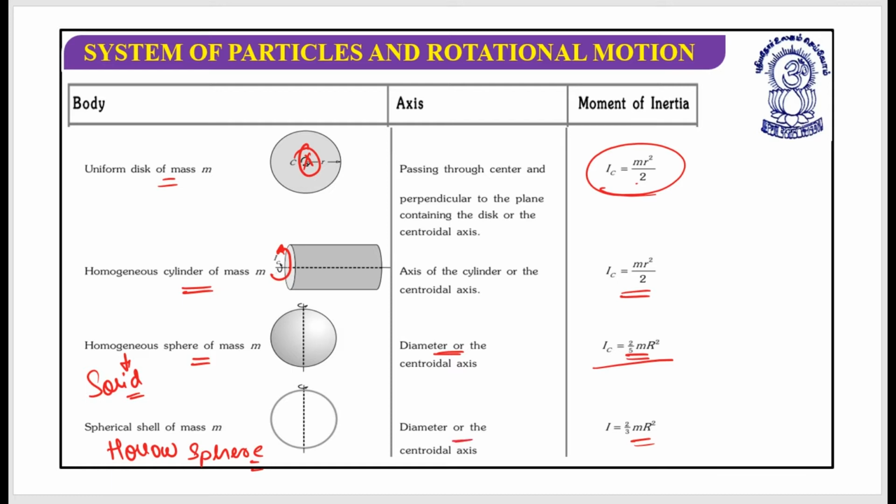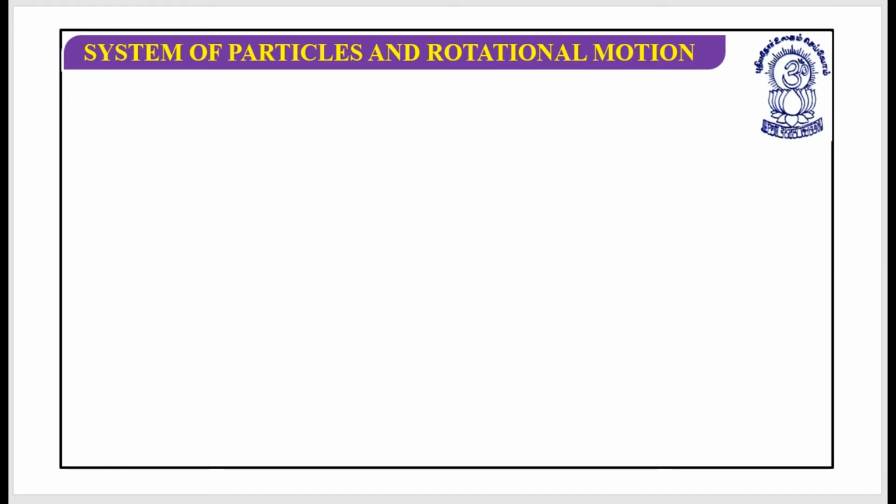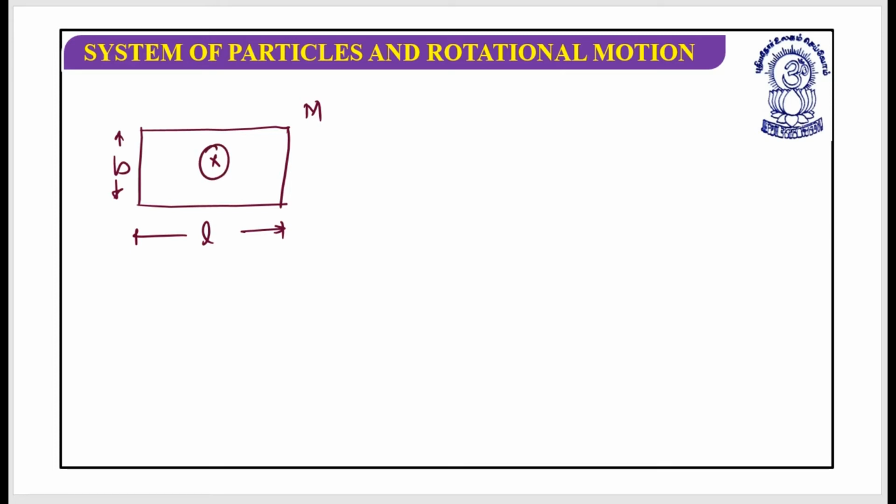the rotational axis is being passed through the diameter or the centroidal axis. So it is not the case that only these are the moments of inertia that I require you to remember. There are more too, but initially you need to remember these, and let me add two or three to this. One of them is, let's suppose we have this rectangular plate. The plate has mass m, length l, and breadth b, and its moment of inertia is this.